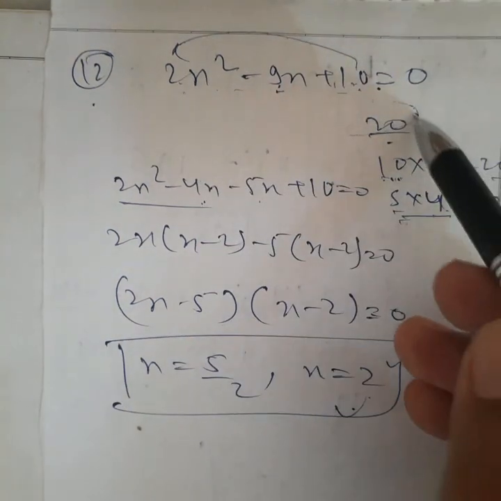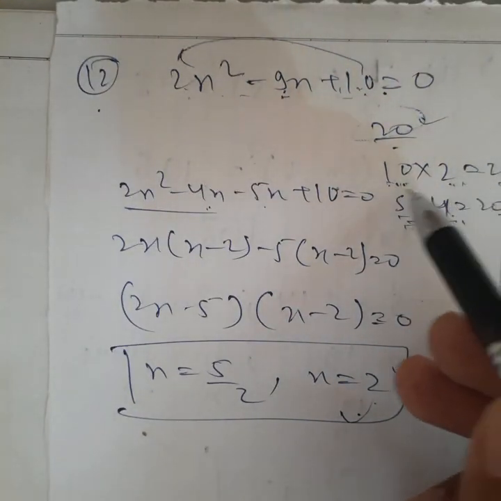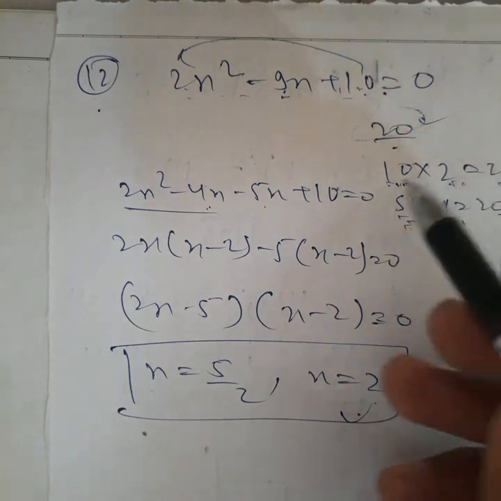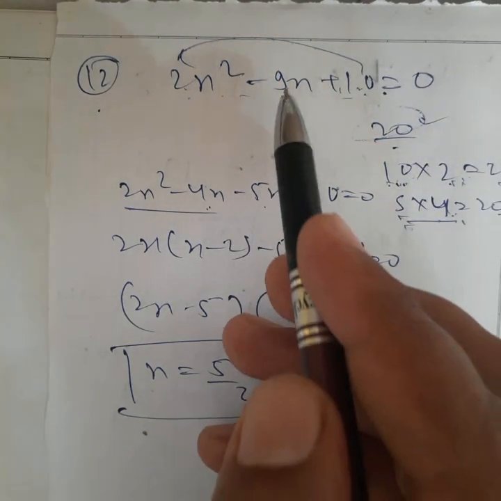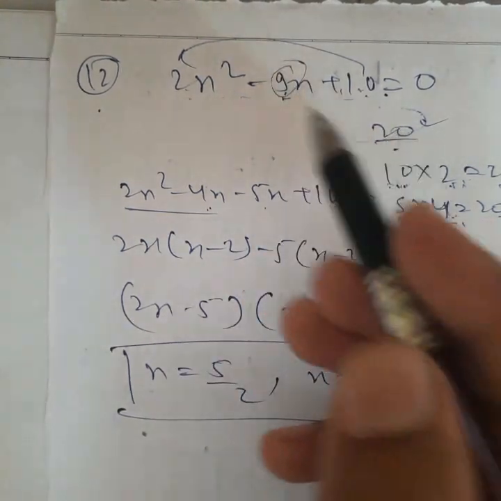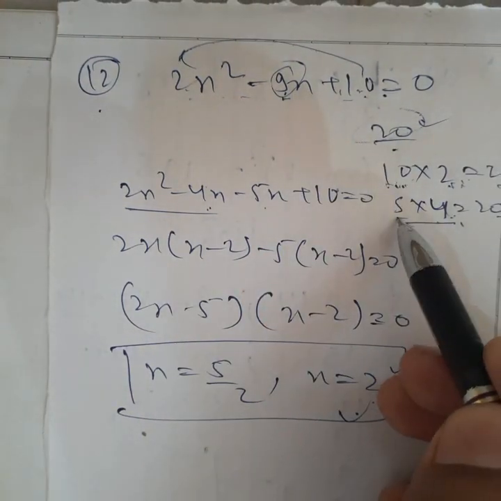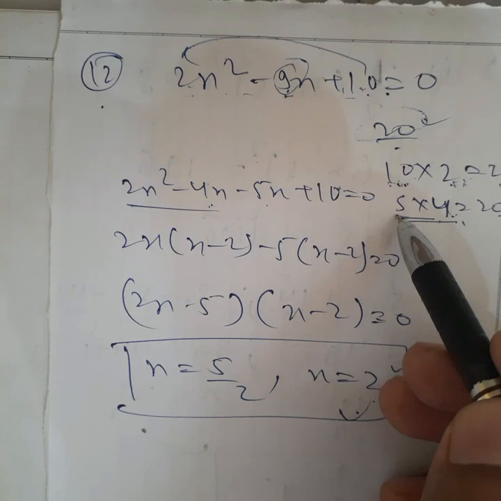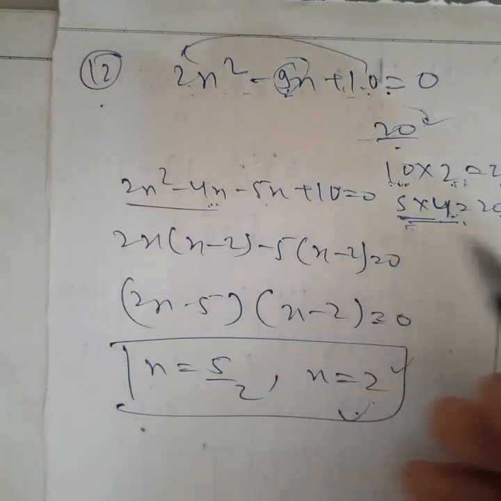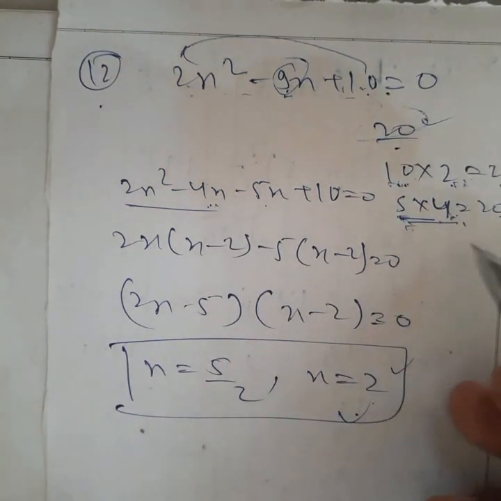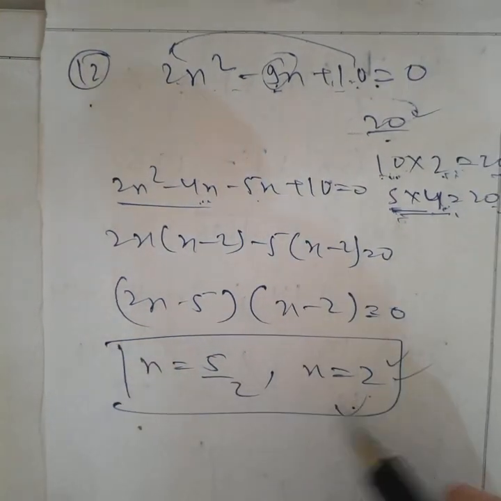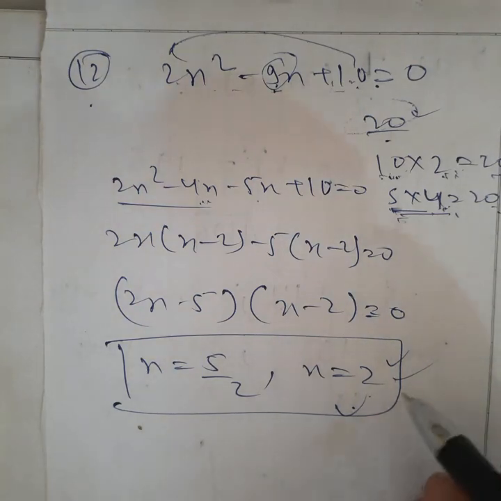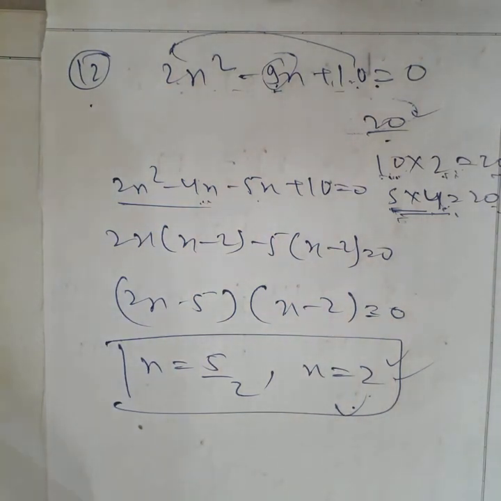Multiplying 10 by 2 we will get 20. Now 20 can be obtained by multiplying 10 by 2 and 5 by 4. Since we have to obtain 9, we will select 5 and 4, because adding 5 and 4 will result in 9 and 5 fours are 20. So both conditions are satisfied. Now we can easily solve this question, and we get x equals 5 by 2 and 2 as the roots of the given equation.